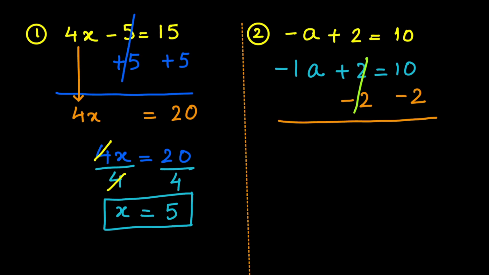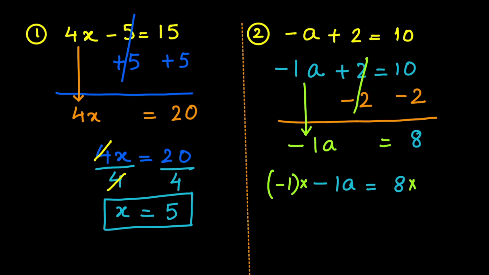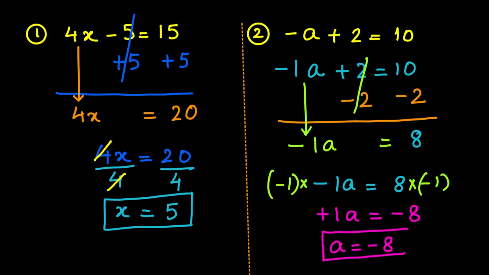2 and minus 2 cancel out. So it is carried over: minus 1a equals 10 minus 2, which is 8. So we write minus 1a equals 8. Now to isolate a, we multiply both sides by minus 1. Minus 1 times minus 1 will be plus 1. So we write plus 1a equals 8 times minus 1, which is minus 8. So we can just write a equals minus 8. This is the answer.